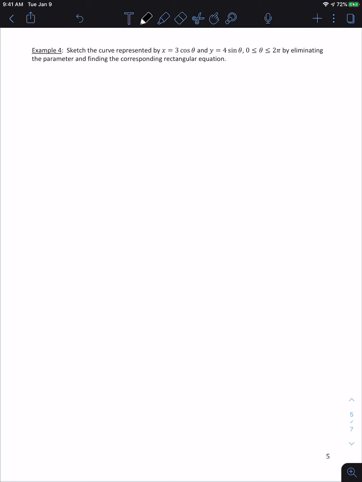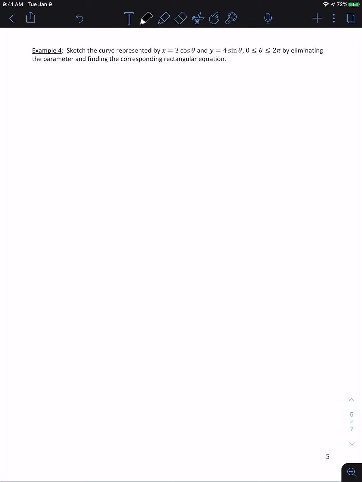Hello everyone, in this video we're going to be picking up where we left off in section 10.2, which is plane curves and parametric equations. So example 4 here. Sketch the curve represented by x equals cosine of theta and y equals 4 sine theta for theta that varies between 0 and 2 pi by eliminating the parameter and finding the corresponding rectangular equation.